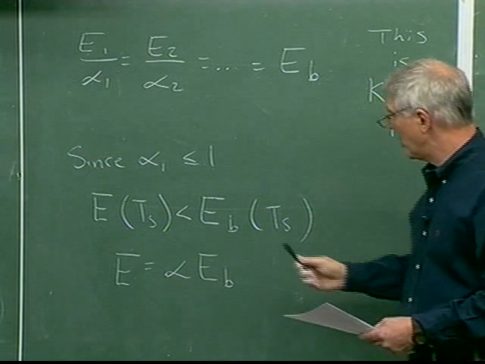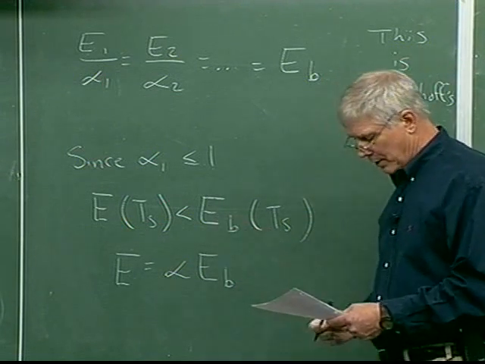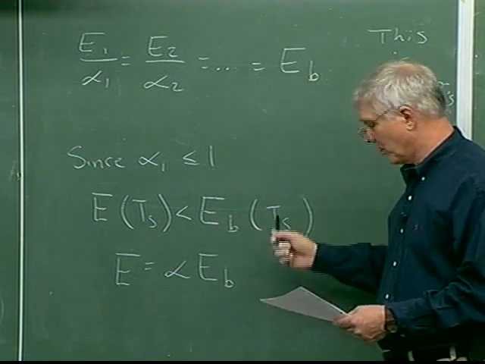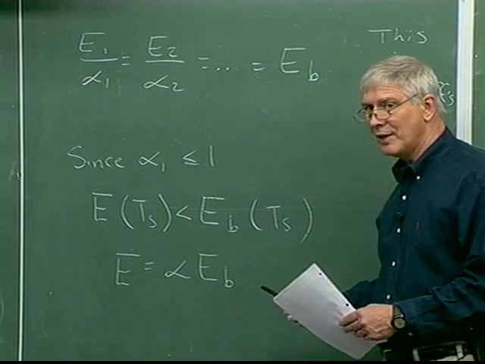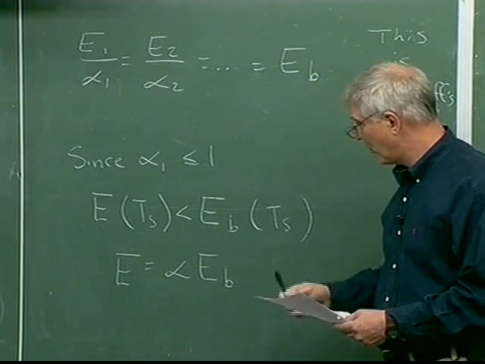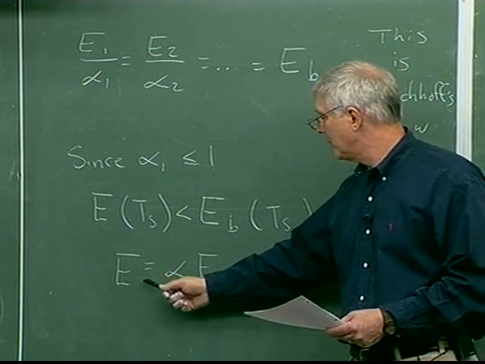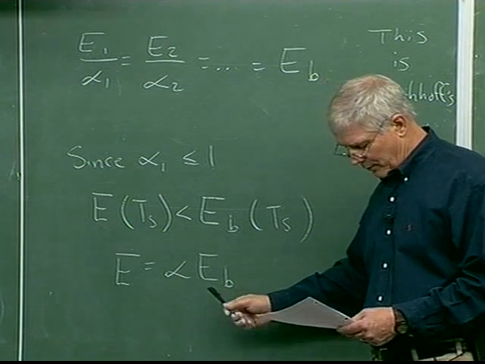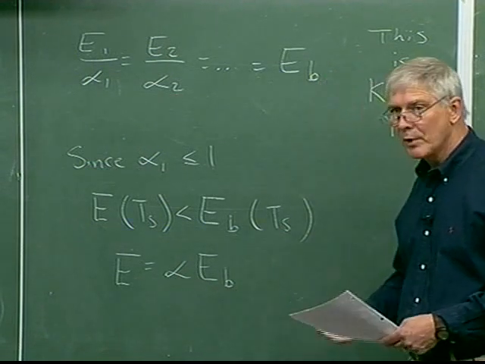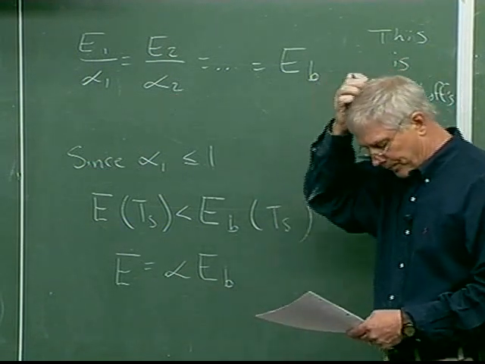Okay, now since we know that alpha 1 has to be less than or equal to 1, and that no surface can have an emissive power exceeding that of a black body of the same form, we can write that the emission is equal to the absorptivity times the emission of a black body. Okay, we're going to use that in just a second here.